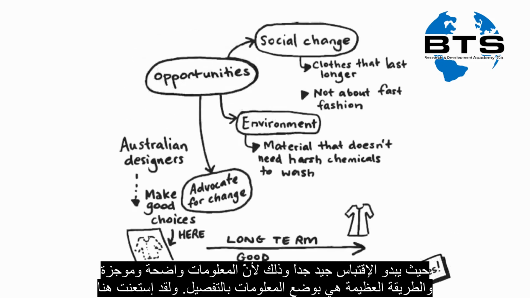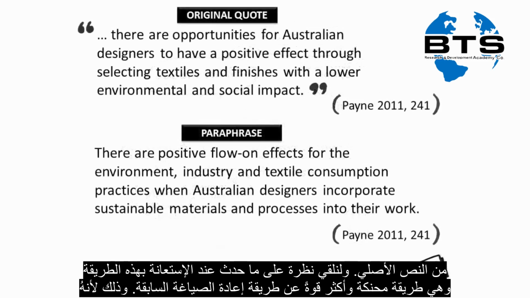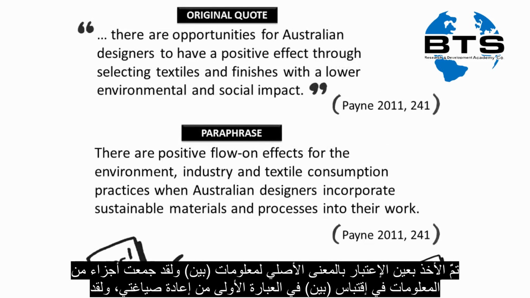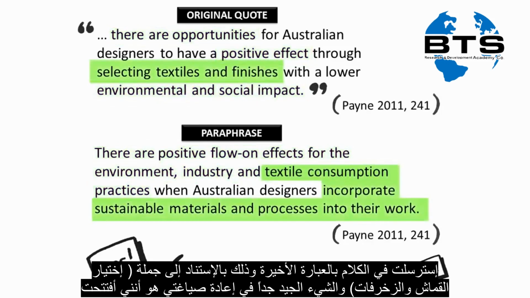A great strategy is to map out the information. Here I've taken Payne's quote and made a mind map of concepts, so I can reflect on the information rather than worrying about moving the words around in the quote. Let's take a look at what happens when I paraphrase using this method. It's much more sophisticated than the previous way of paraphrasing because I've really considered the meaning of Payne's information. I've combined different bits of information in Payne's quote into the first part of my paraphrase sentence. The last part of my paraphrase sentence elaborates on the simple phrase selecting textiles and finishes from Payne's original quote.